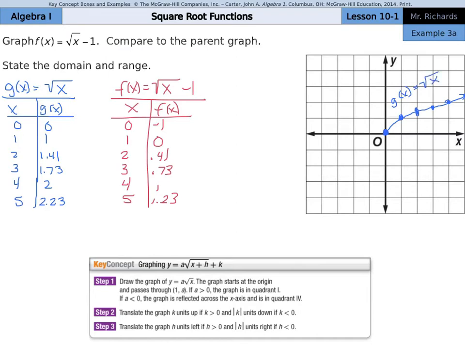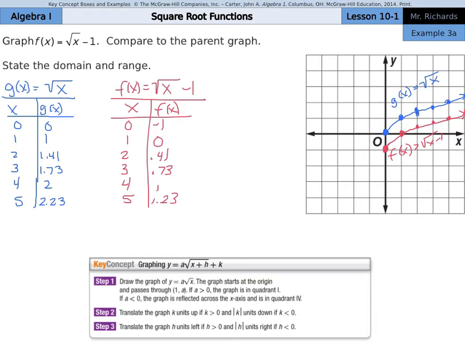And now we get to look to compare this to the new function. f of x equals the square root of x minus 1. Well, let's graph that. 0, negative 1. 1, 0. 2, 0.41. 3, 0.73. 4, 1. And 5, we'll squeeze it in here, 1.23. And we draw in this curve, and that was f of x equals the square root of x minus 1. And now we can compare. Looks like we just translated it down. Every single point is 1 lower than the parent function.